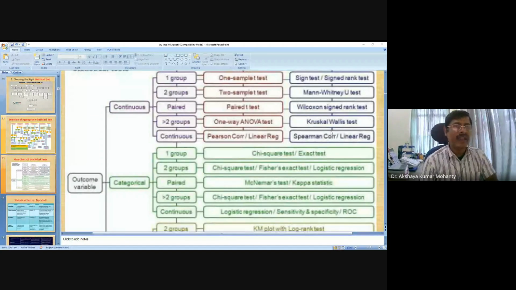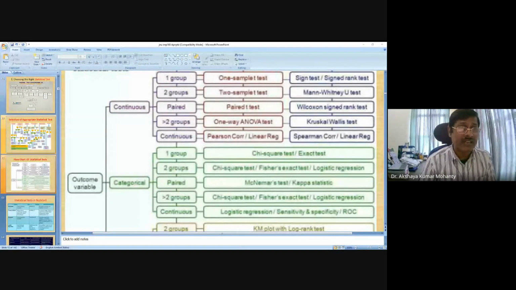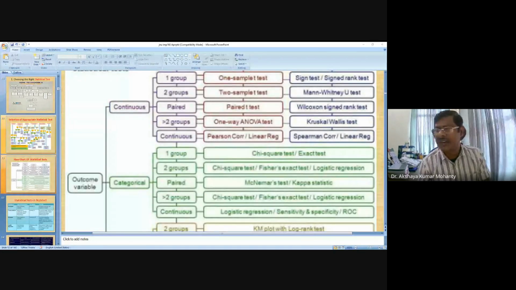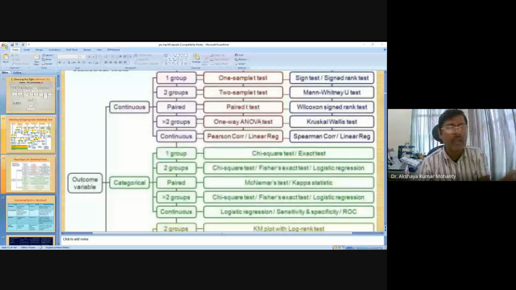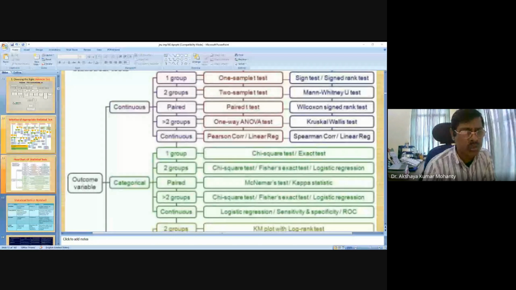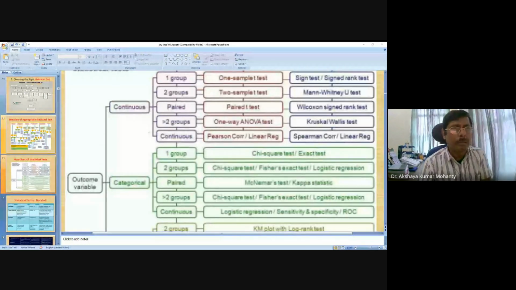Okay. Anyhow, next is the two samples t-test. Already it is obvious that it is a parametric test. Same thing I did in the previous two slides. Just I put it in a different way so that you will not be confused. Then next one is the paired.